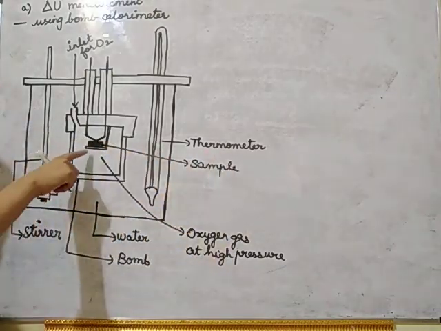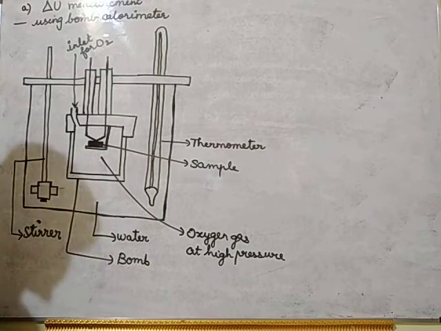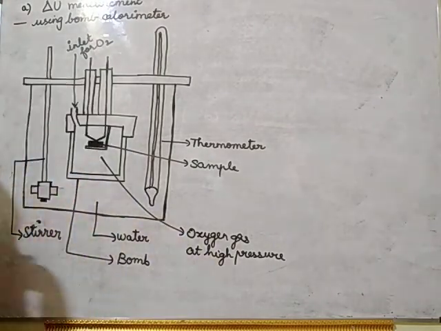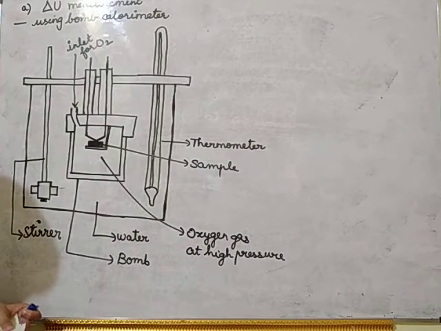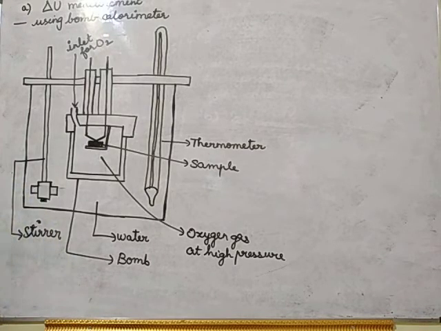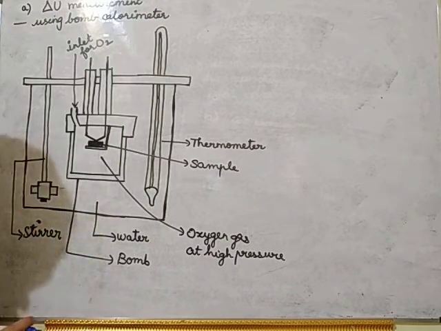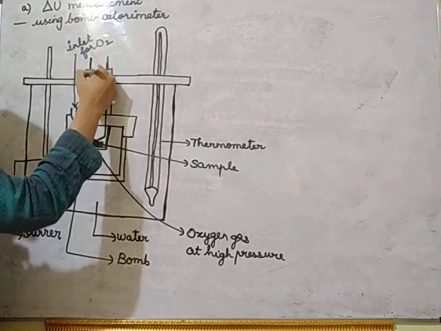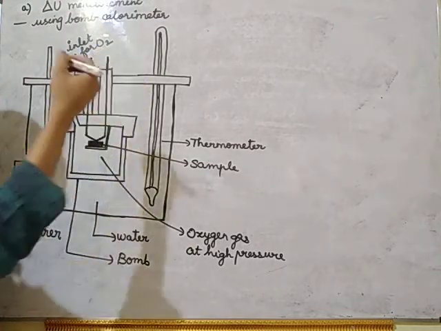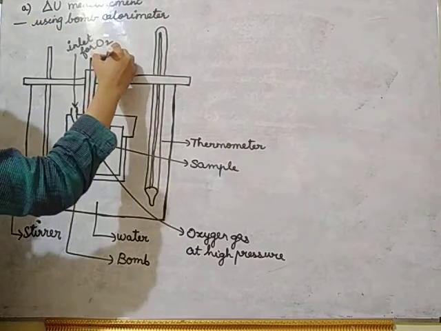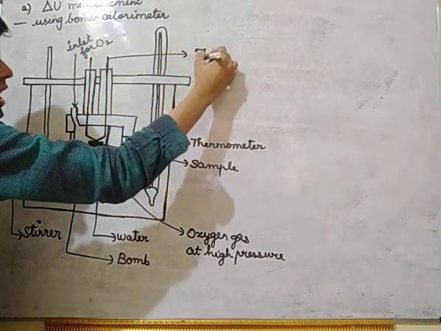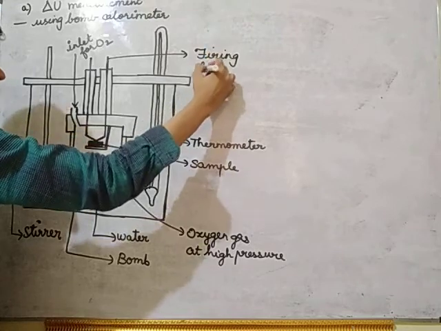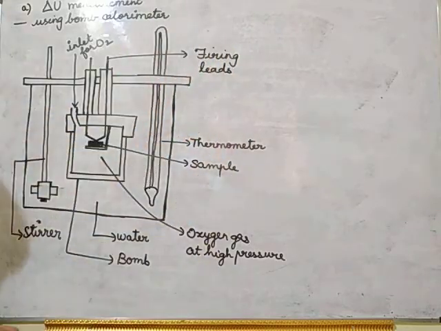Only this sample will undergo the physical change. Physical change means it will change from solid to liquid or liquid to gas, and that heat change only you are going to measure. And how are we going to heat it? We are not going to keep it on a stove. You are going to heat it with the help of these two wires. These two wires are called firing leads.